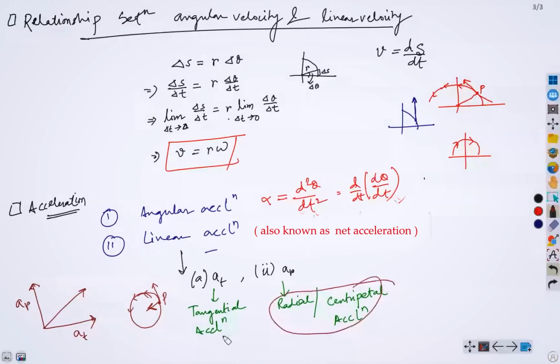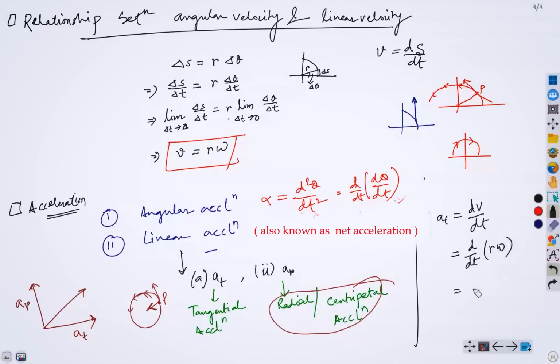I just want to add one more thing: if the speed of the particle is constant, that is, if v is constant, then AT will be 0, correct? Because AT depends on v. Now there is also a relationship between AT and AR. We know that AT equals dv by dt from the definition of tangential acceleration. This v you can write in this way, right? We know v equals r omega.